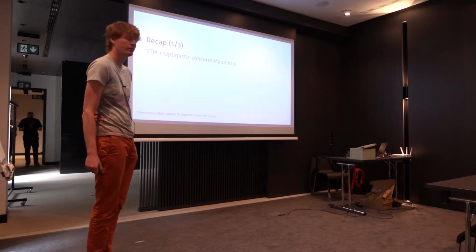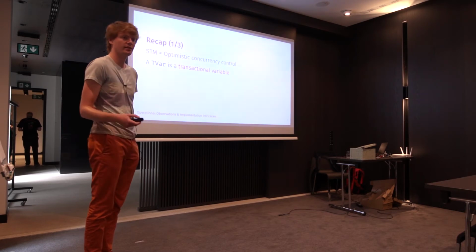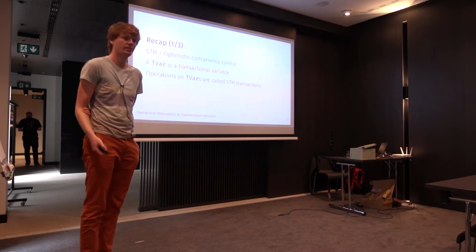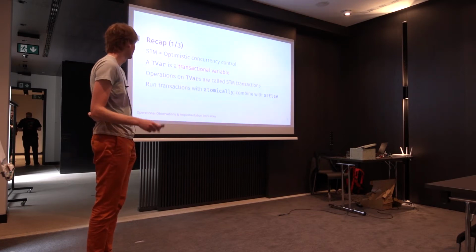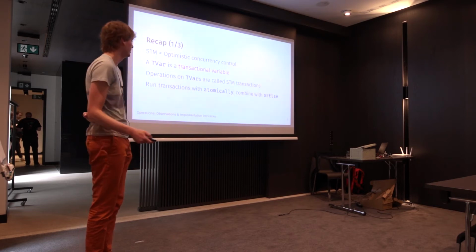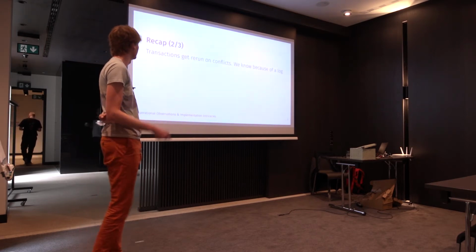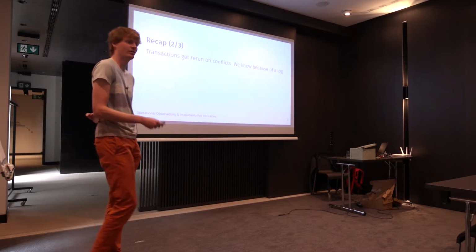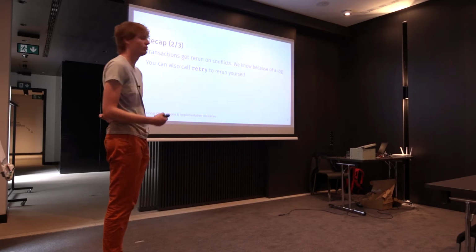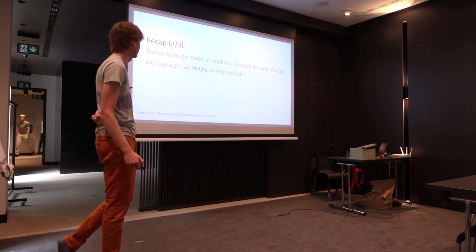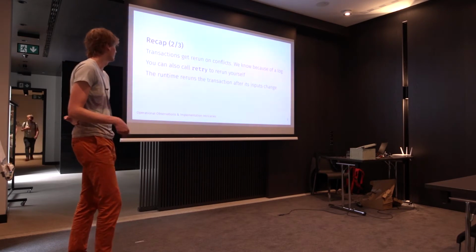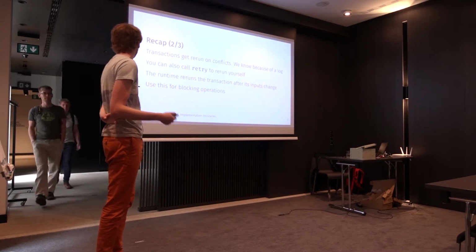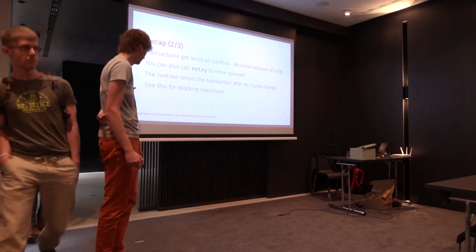STM is optimistic concurrency control. It operates on these things called TVars, transactional variables. These operations are called STM transactions, and you can run transactions using atomically and combine them with orElse. Transactions get rerun on conflicts, we know because of a log, and today we're actually going to see how that works. And you can call retry to rerun transactions yourself at a certain point. And the runtime reruns transactions after their inputs change.